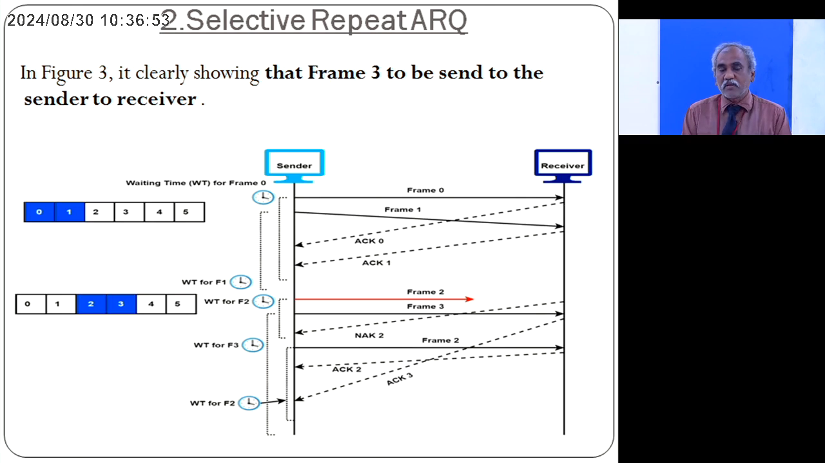This is the concept. In Go-Back-N ARQ, if the acknowledgement of one frame is lost, damaged or corrupted, the sender's responsibility is to send all the subsequent frames. In the case of selective repeat ARQ, the sender sends multiple frames, and only the frame whose acknowledgement is missing is resent, not all the frames. Thank you.